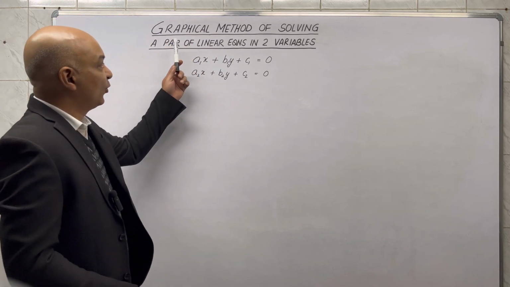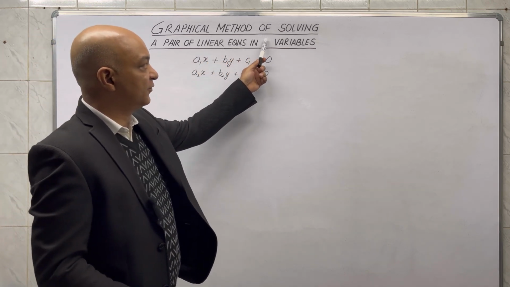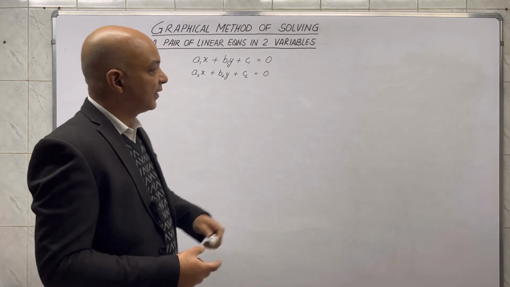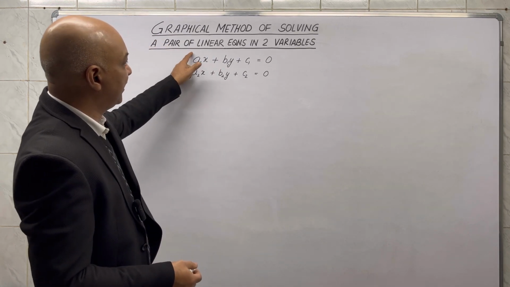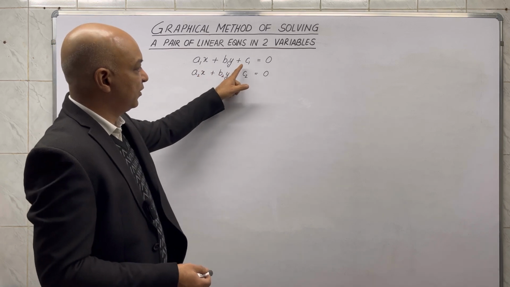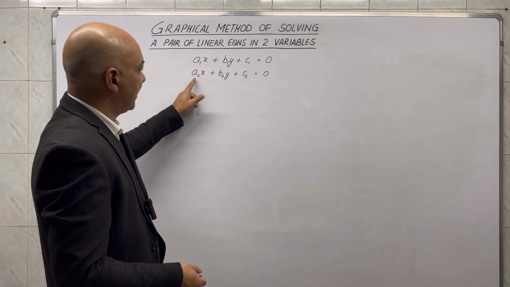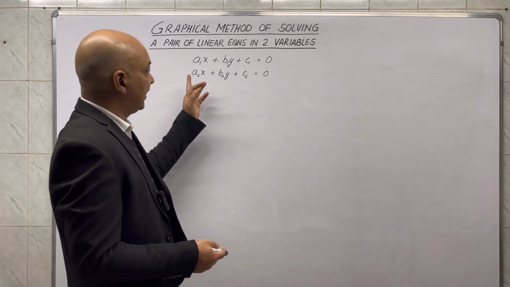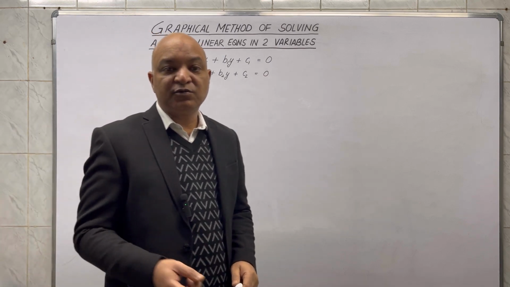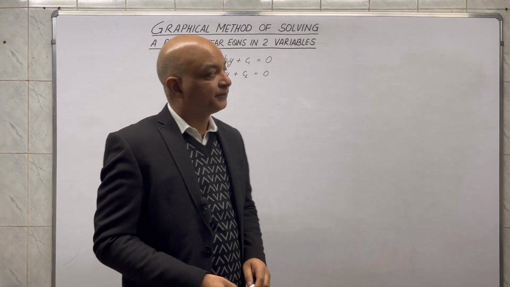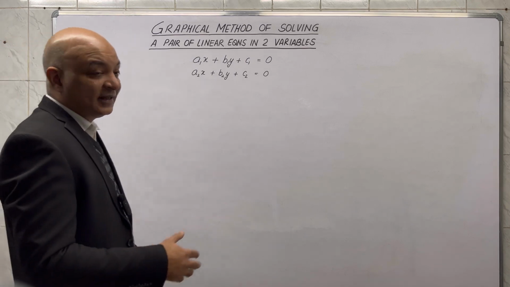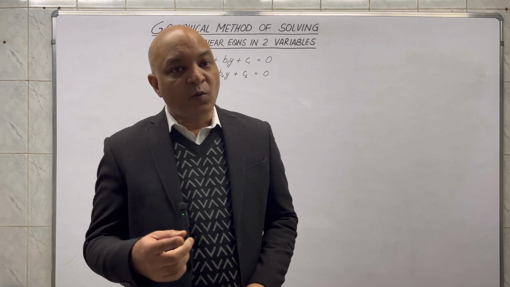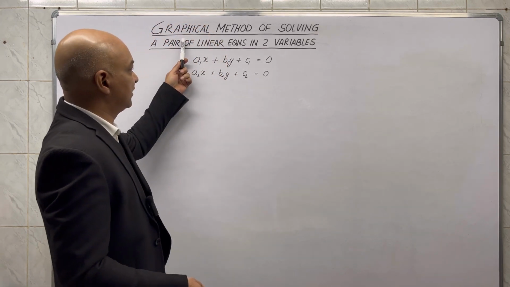In today's class, we are going to learn the graphical method of solving a pair of linear equations in two variables. Now the general form of such a pair is a1x plus b1y plus c1 equal to 0 and a2x plus b2y plus c2 equal to 0. Here A1, B1, C1 and A2, B2, C2 are any real numbers. So we have several methods available to solve such a pair of linear equations. One of the methods is the graphical method.